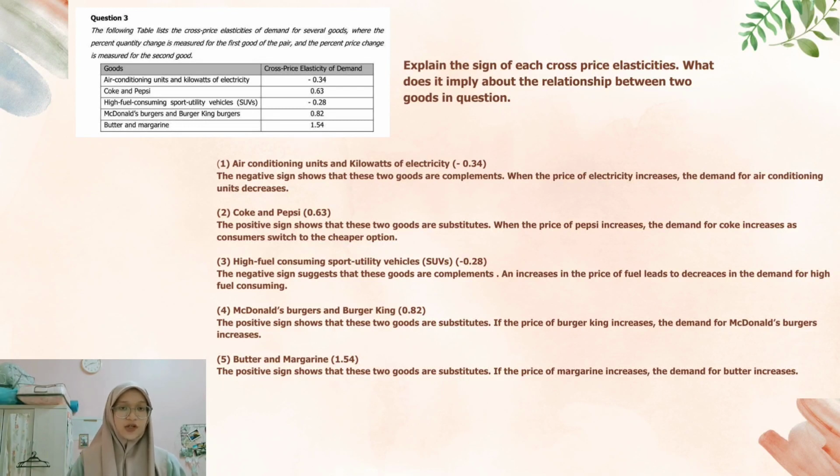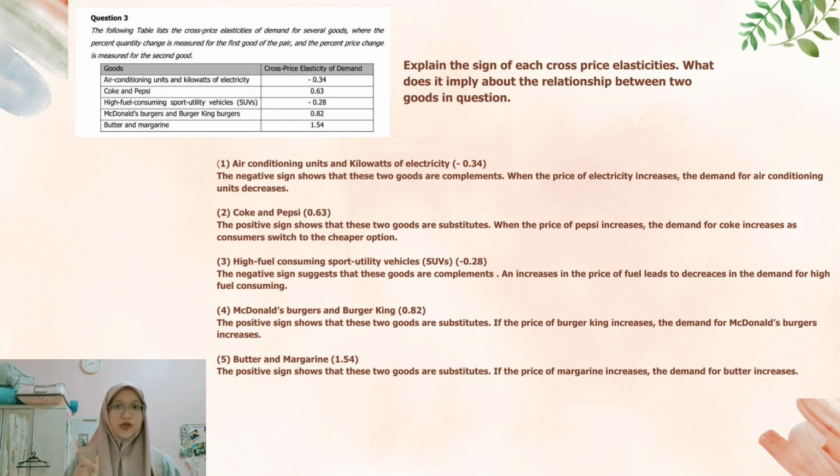So the first question is about explanation of the sign of each of the cross price elasticities. So number 1 is air conditioning units and kilowatts of electricity, which is negative 0.34. The negative sign shows that these two goods are complements. When the price of electricity increases, the demand for air conditioning units decreases.